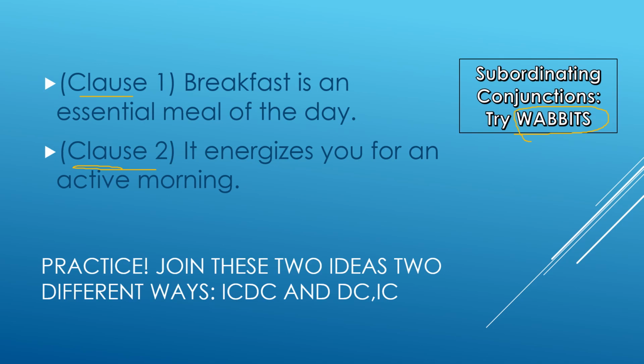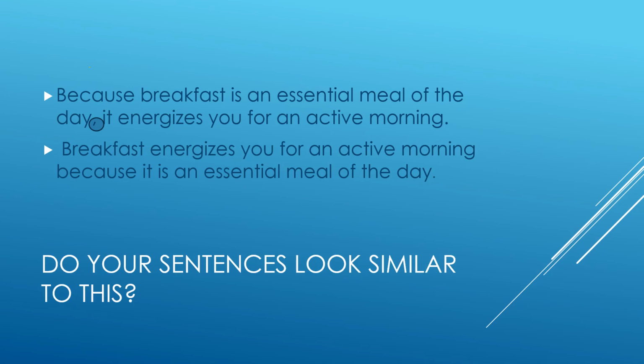And we'll try it two ways. One with the independent thought first, the other way starting with a dependent thought, and then a comma, and then an independent thought. We'll move on to the answer on the next slide. So if we start off with our dependent clause, and we use a subordinator B for because, because breakfast is an essential meal of the day, we need to have our comma here. It energizes you for an active morning. The other way that we can do this, we start off with the independent clause and we have the dependent clause in the second part of the sentence. So here we have breakfast energizes you for an active morning because it is an essential meal of the day. So hopefully your sentences look similar to these.